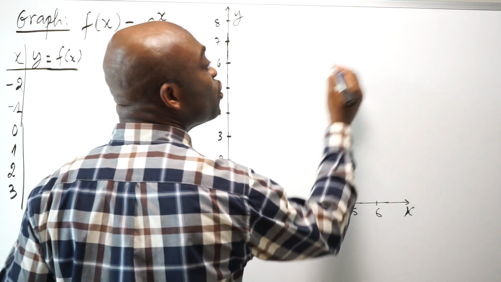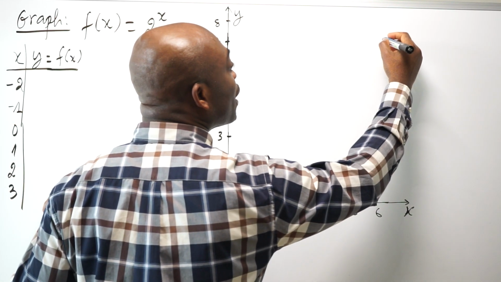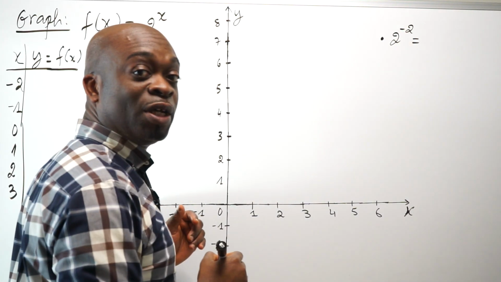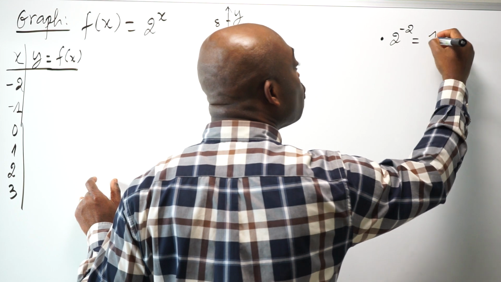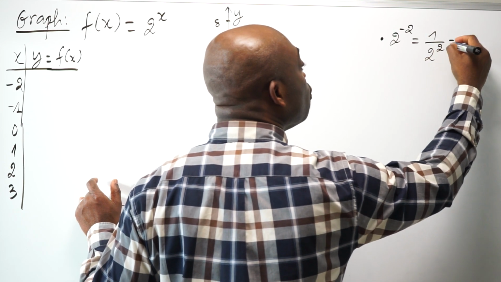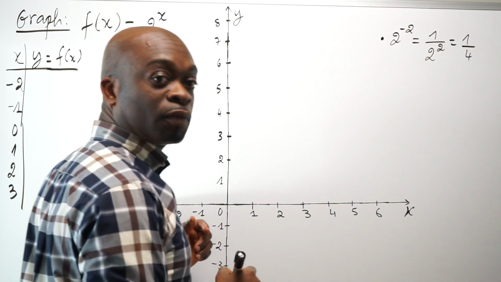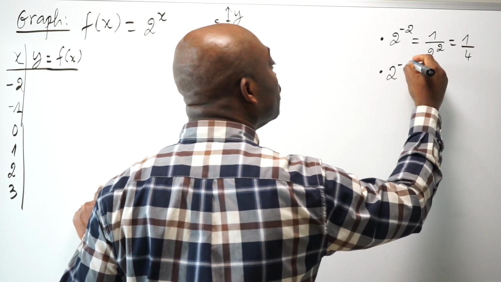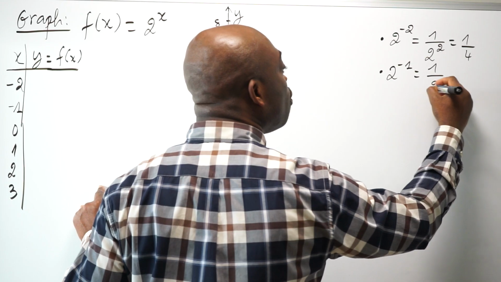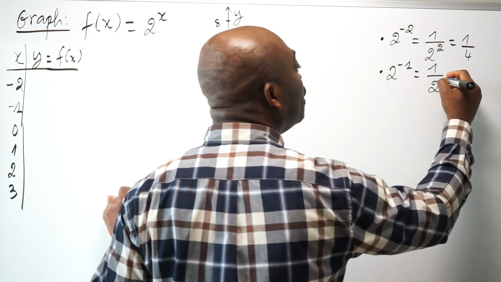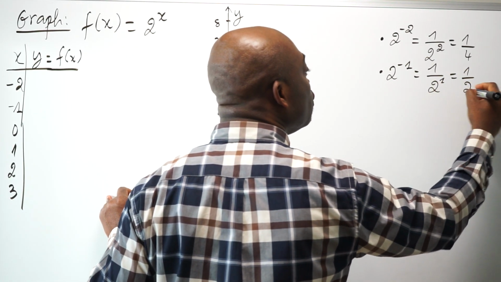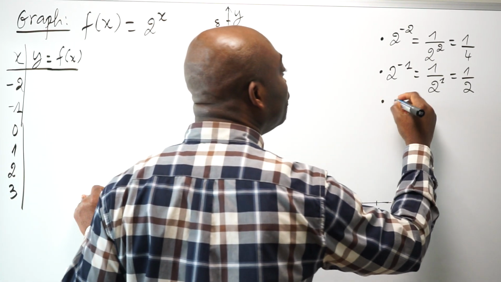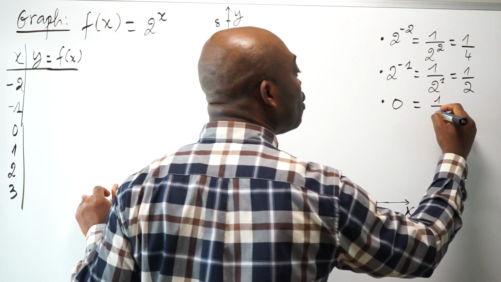So if x equals -2, the first one, that would be 2 to the power -2, which is going to be equal to 1 over 2 squared, which is 1 over 4. All right? And then we have 2 to the power -1, which is 1 over 2 to the power 1, the same thing as 1 over 2. And then the third one, 0.